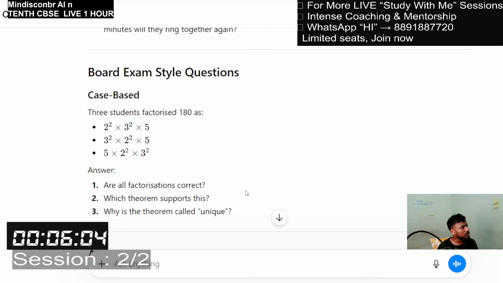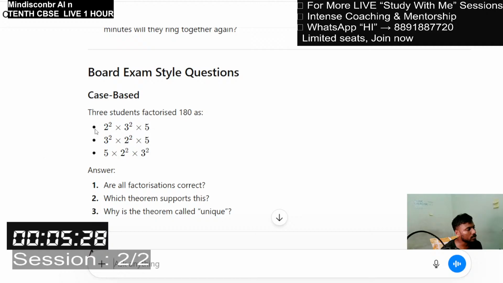Board exam style question. Three students factorized 180 as 2 square into 3 square into 5, 3 square into 2 square into 5, and 5 into 2 square into 3 square. Are all factorizations correct? Yes, all factorizations are correct. Which theorem supports this? The theorem of factorization. Why is this theorem called unique?